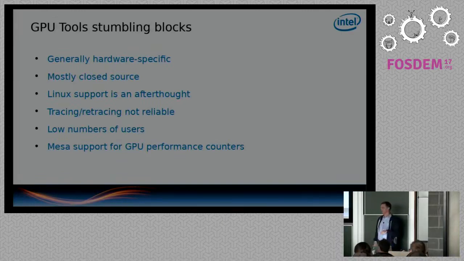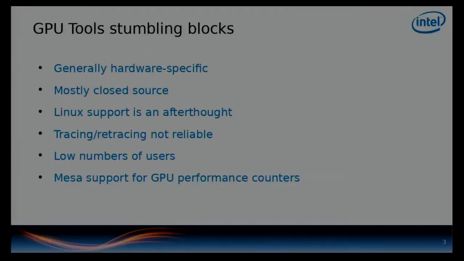Up until recently, a big barrier has been the support for GPU performance counters in Mesa. Since Linux 4.13, that's enabled now for Intel GPUs, and AMD Performance Monitor is available for some of their newer hardware as well. So now that Mesa is exposing these extensions, there's a whole lot more that we can do.